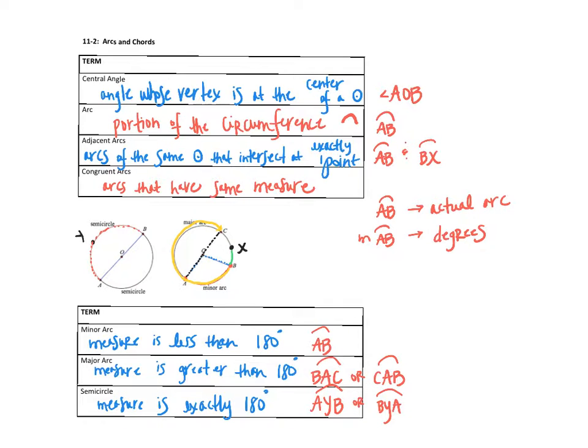Now the important thing to note is that a semicircle is 3 letters always. A major arc is 3 letters always, and a minor arc is 2 letters.